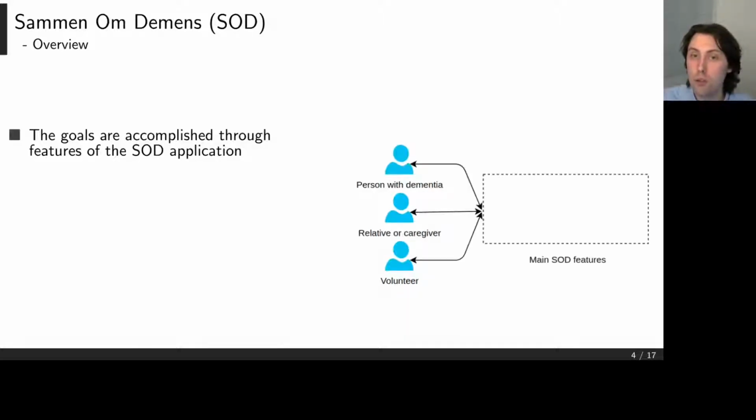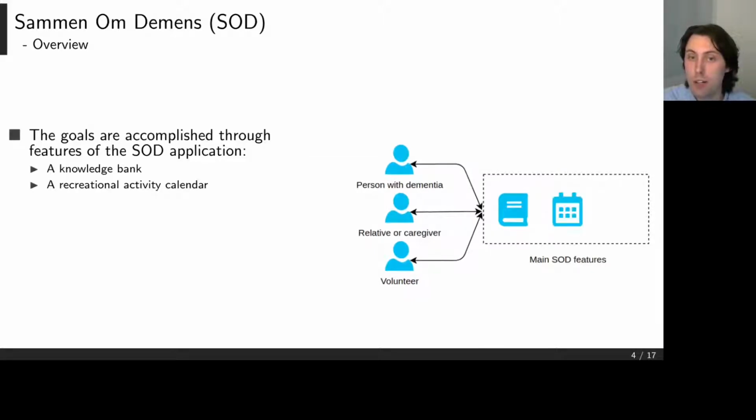So these different user types all have access to the following main features of the SOD app, which include a knowledge bank providing information about dementia. Then we have a recreational activity calendar where users with dementia and volunteers are able to match with each other on relevant activities. And then lastly, we have a help component that is expected to be the main component that achieves the goals of the SOD app.